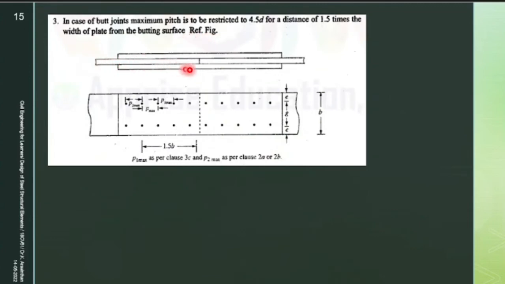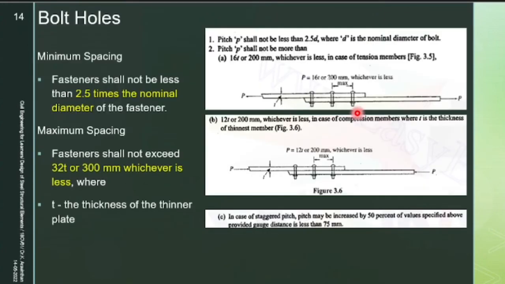These are the two plates which have to be connected. They provide additional plates, and they will bolt here. This is known as what type of connection? Butt joint connection. If you don't have any special member, only two members are there and you are lapping them, that is a lap joint. So these two types are being asked in your syllabus.